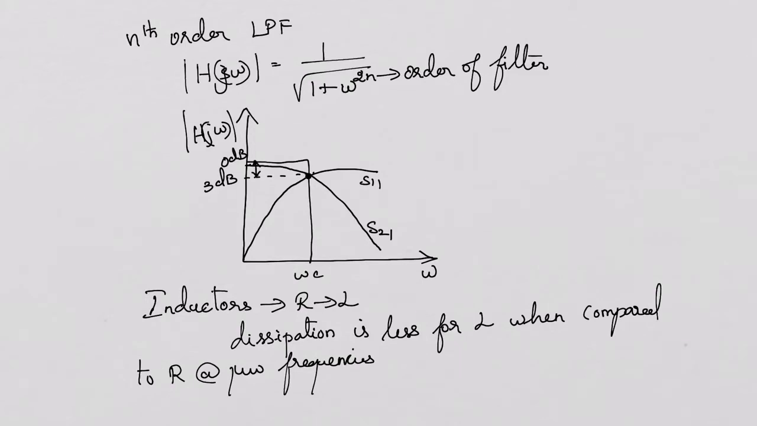Okay, but at microwave frequency, we usually cannot use resistors in the filter, because the resistors will have high loss and high dissipation when the frequency increases, and therefore these resistors are replaced by inductors at microwave frequencies, because the dissipation is less for the inductance when compared to the resistance at microwave frequencies.